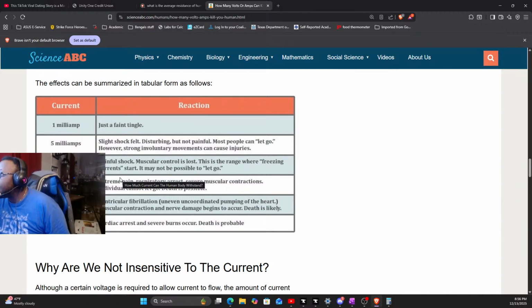So from 6 to 10 milliamps, you get a painful shock. That's where muscle control is lost, and this is where you might not be able to let go. Then 50 to 150 milliamps, you get extreme pain, respiratory arrest, severe muscular contraction, and the individual cannot let go, and death is possible.